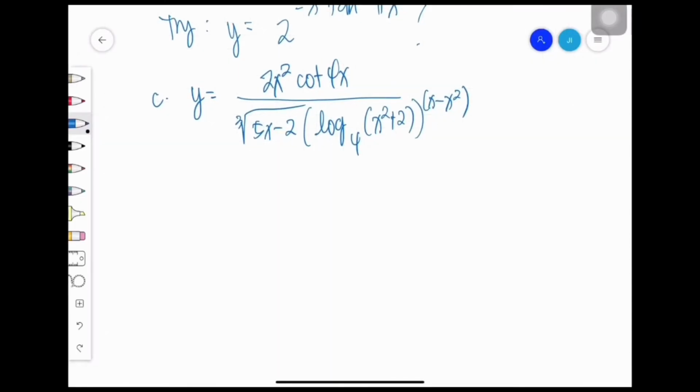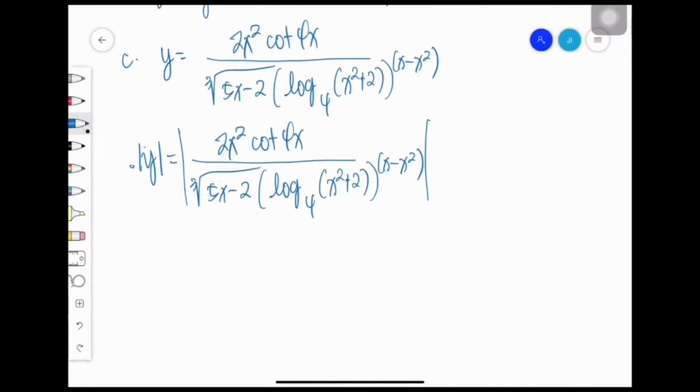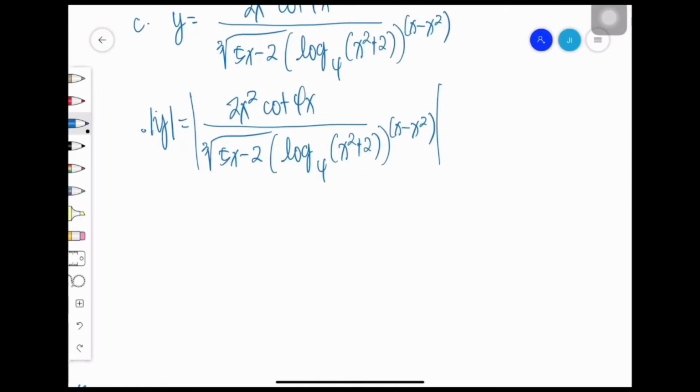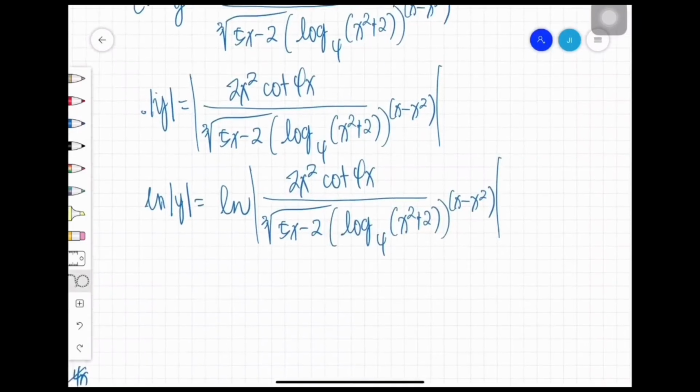Since this is a complicated product and quotient of functions, let's apply logarithmic differentiation. And by doing so, take the absolute value on both sides. Since not every factor in this example is positive, we can proceed with taking the ln on both sides right away. So we have ln of the absolute value of y is equal to the ln of this thing.